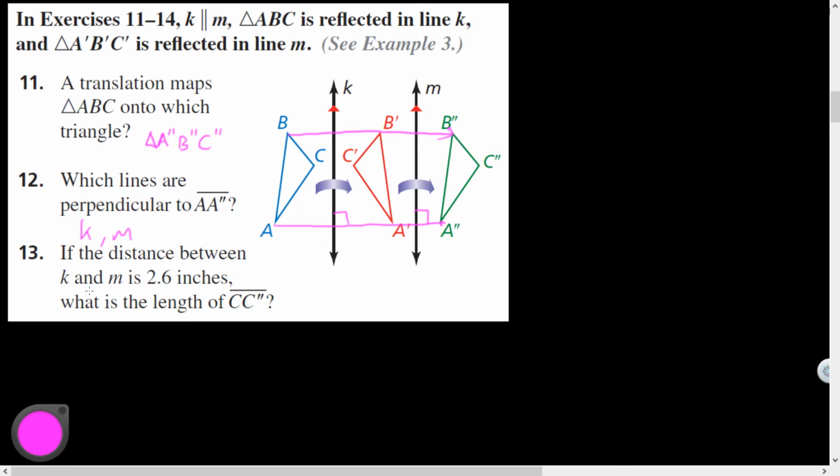And then it says if the distance between K and M is 2.6. So if this distance is 2.6 from there to there, then the question is, what is the length of CC prime? What are your thoughts? 5.4? I think I agree because it's going to be twice the distance since those lines of reflection were parallel. All right, good.